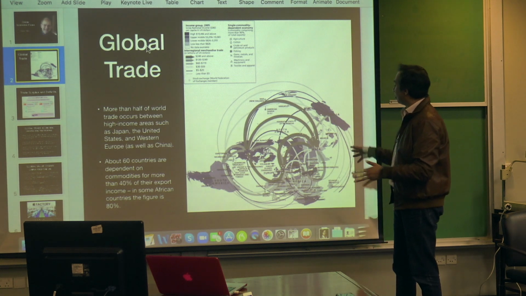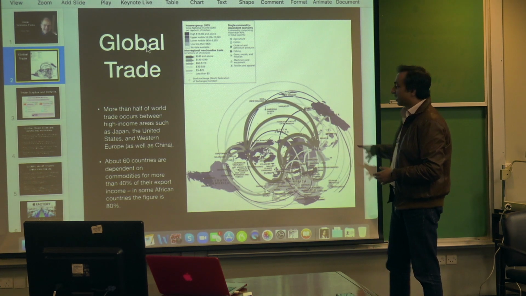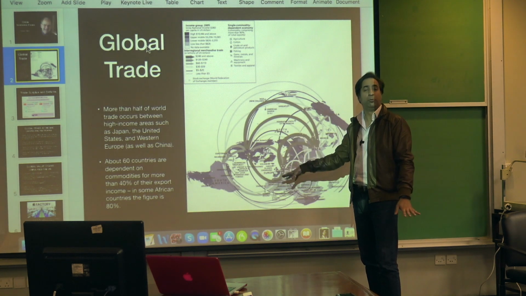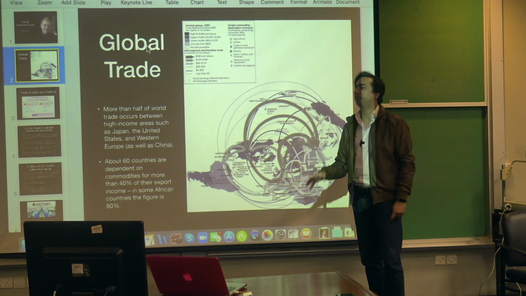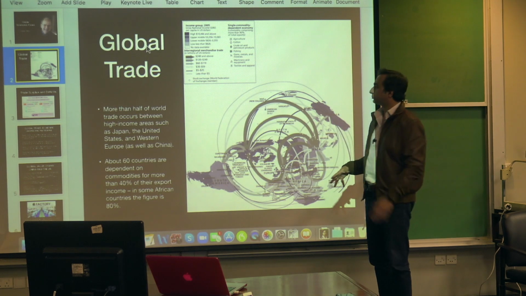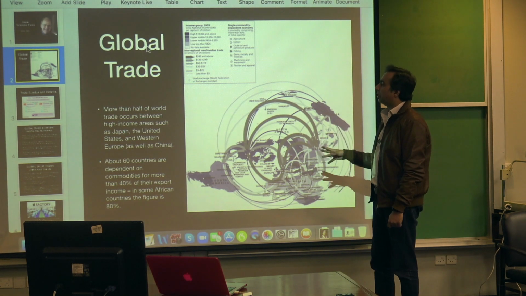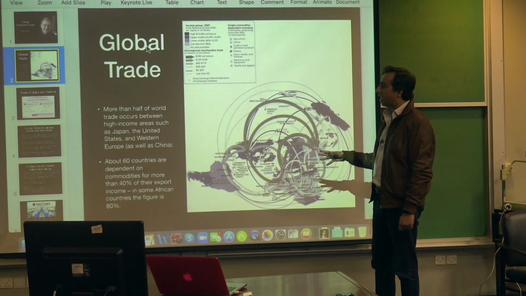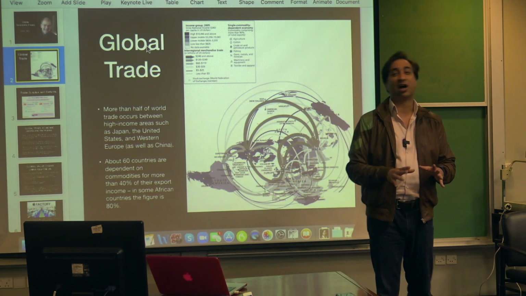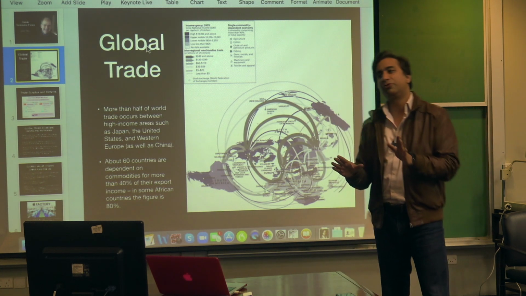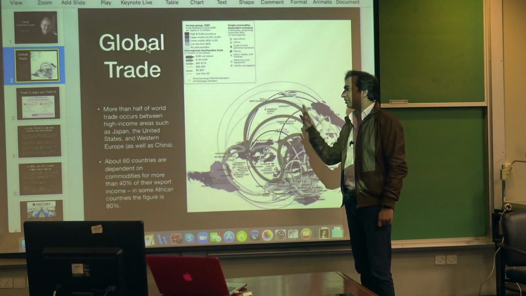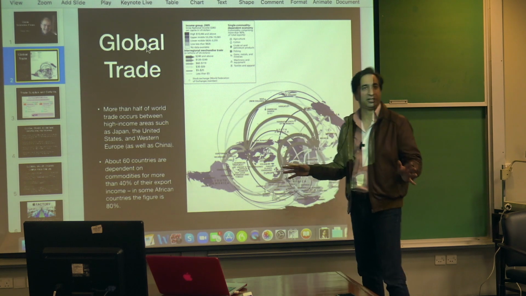All right, so although trade is global in the sense that nearly every country is trading on the global market, the vast majority of this trade is actually between certain countries and certain regions of the globe. You can see more than half of the world trade occurs between high income areas such as Japan, the US and Western Europe, as well as China. That's really where global trade is. More than half of global trade is between these four regions of the world. Once again, that's US, Japan, Europe, and China. That's where most of global trade is occurring.